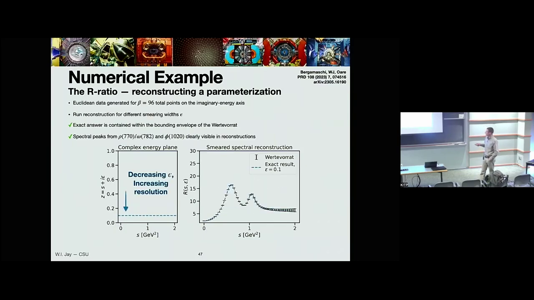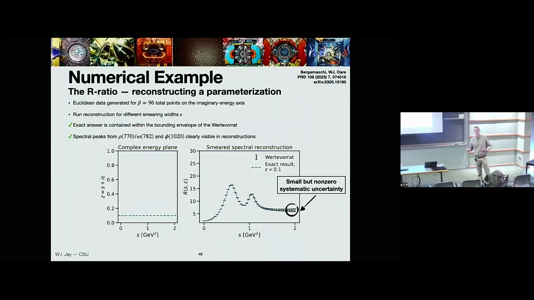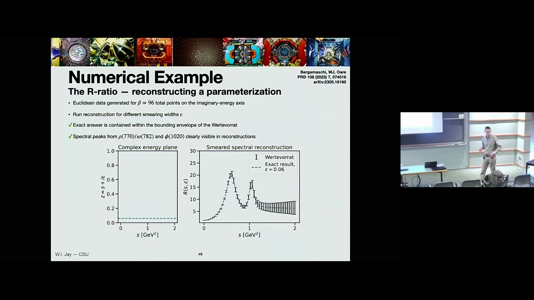If we decrease epsilon to increase our spectral resolution, what you see are these spectral peaks from the rho and the omega and the phi beginning to emerge as you move toward the real line. No surprise there. The interesting thing is that on the right-hand side of this plot, you see some small but non-zero systematic uncertainty just coming from the fact that I only brought 96 total points to bear on the problem. But other than that, it works pretty well. If I go down even further, you can see those poles coming out even more clearly at modest increase in the systematic uncertainty from the Wertevorrat.